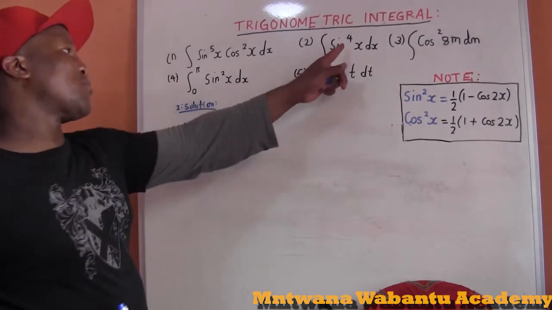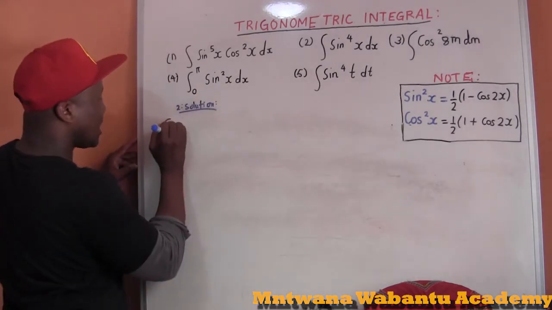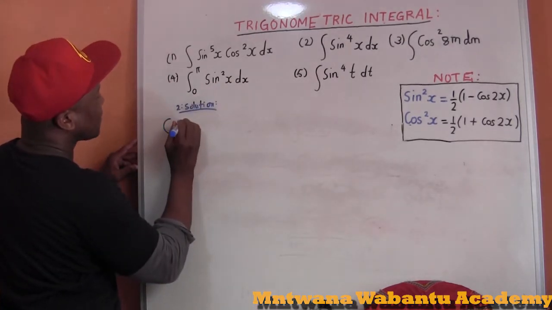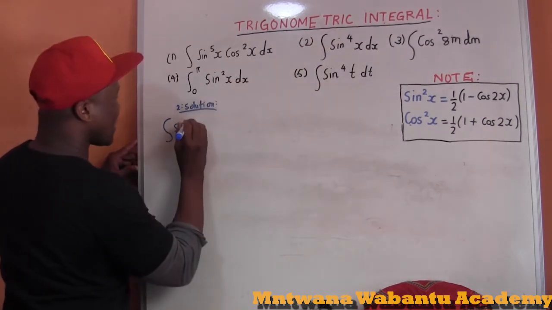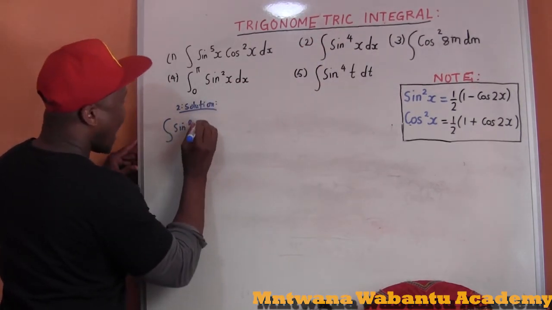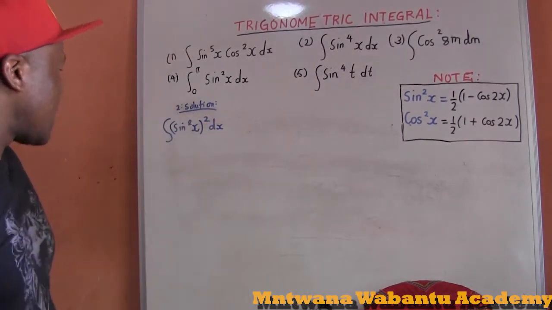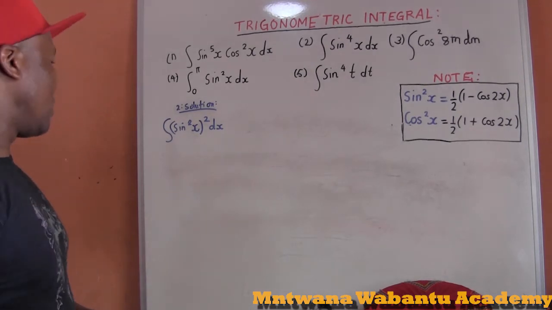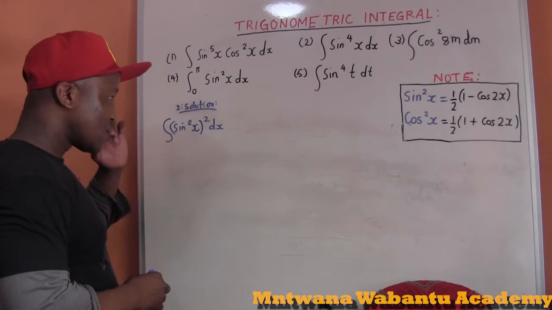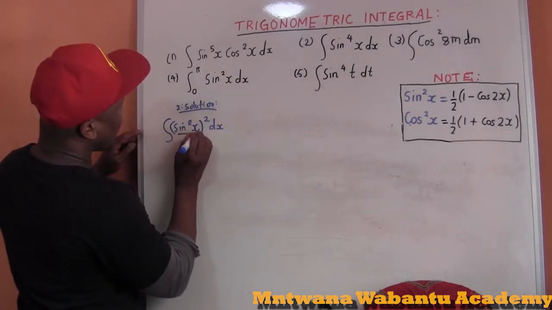So now, since this is power 4, let me break it into 2 times 2. So I'll say this, the integral of sine 4x. Sine 4x means it's going to be sine square x, times sine square x, times 2 dx. You know what I'm saying? Okay, cool. So now what follows is, I can replace this if I want.